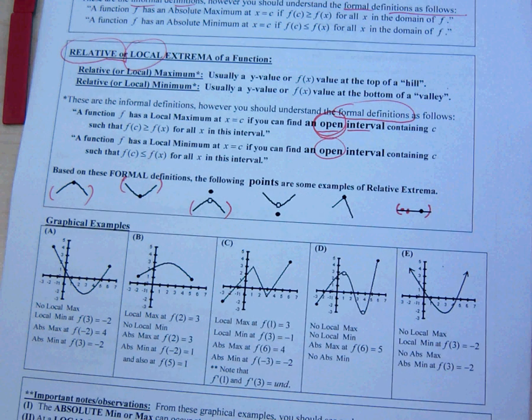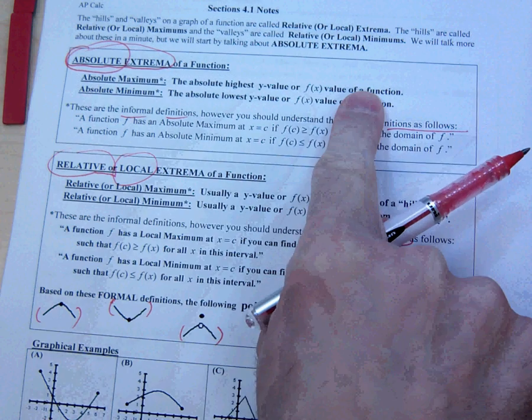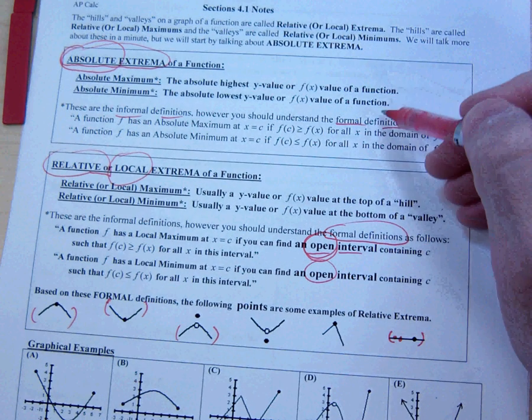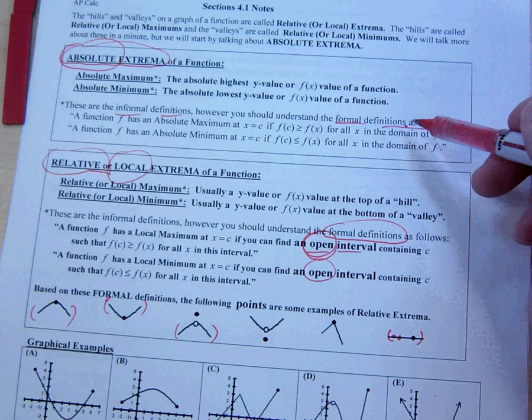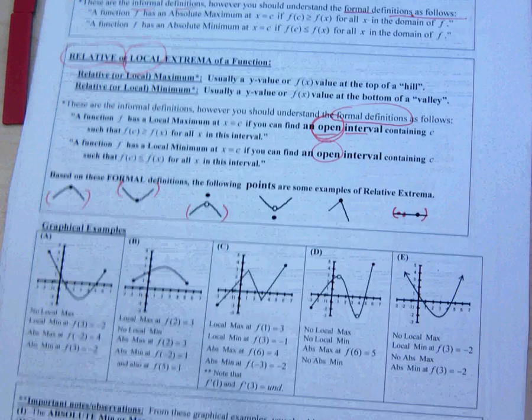Got it? So it can't be an endpoint here. Can it? No. Can this be an endpoint up here? Yes. Okay? This doesn't say anything about an open interval, does it, up here? No. So the absolute min and maxes can be at an endpoint, but a local min or max cannot be.